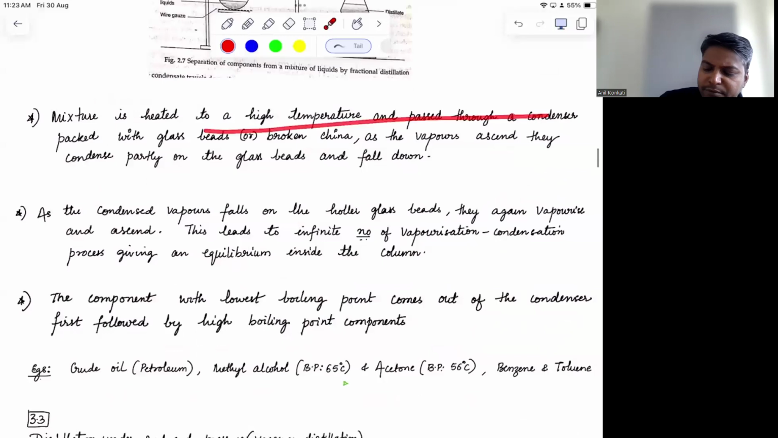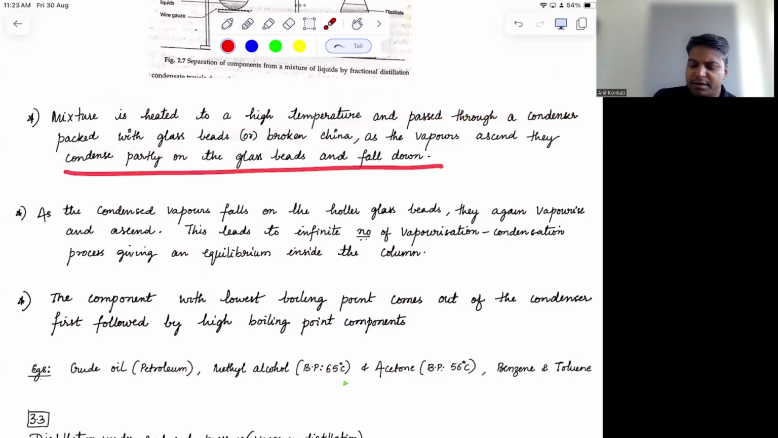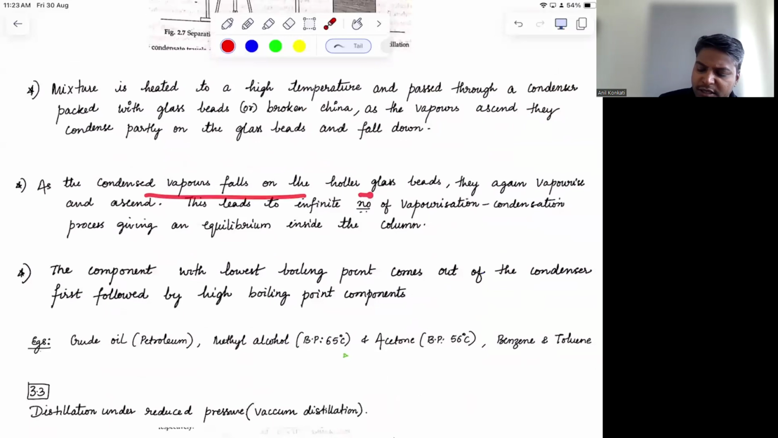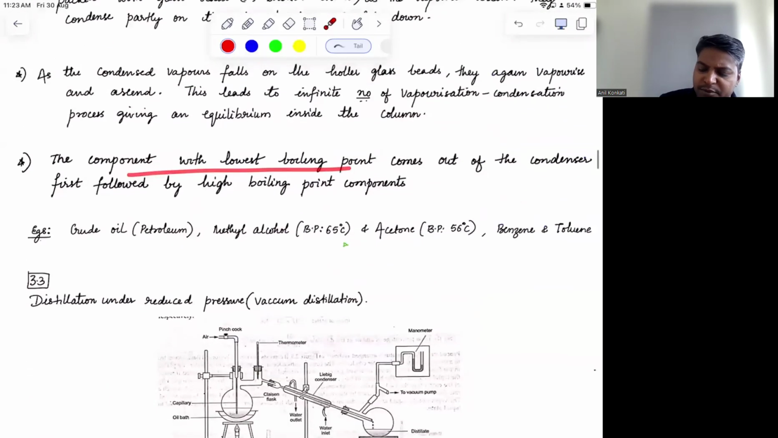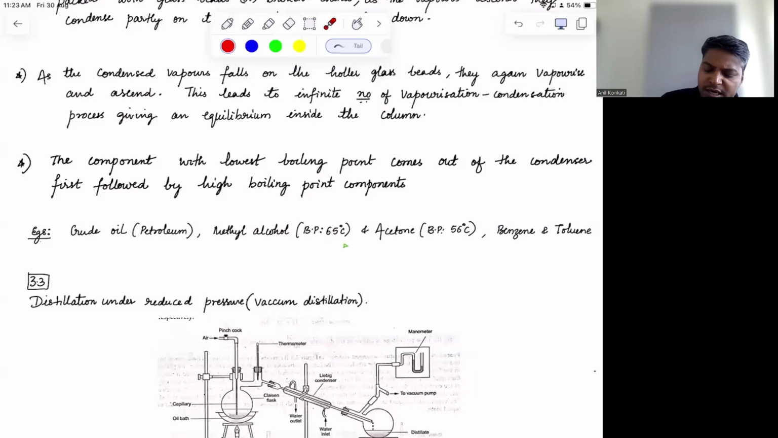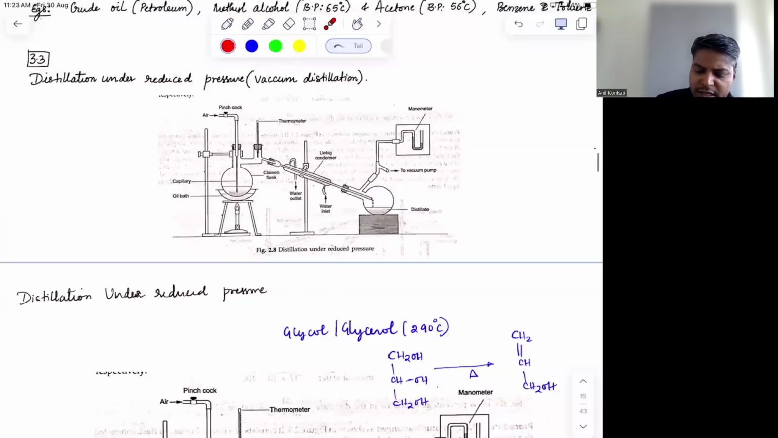So the mixture is heated at high temperature, passes through a condenser, and as the vapor condenses, it partly falls on the glass beads and falls down. As the condensed vapor falls on the hollow glass beads, it again vaporizes and ascends. This leads to an infinite number of vapor condensation processes, giving an equilibrium in the column. So the component with the lowest boiling point comes out of the condenser first, followed by the rest. Crude oil, methyl alcohol acetone separation, benzene toluene separation. These can be done using fractional distillation, right?